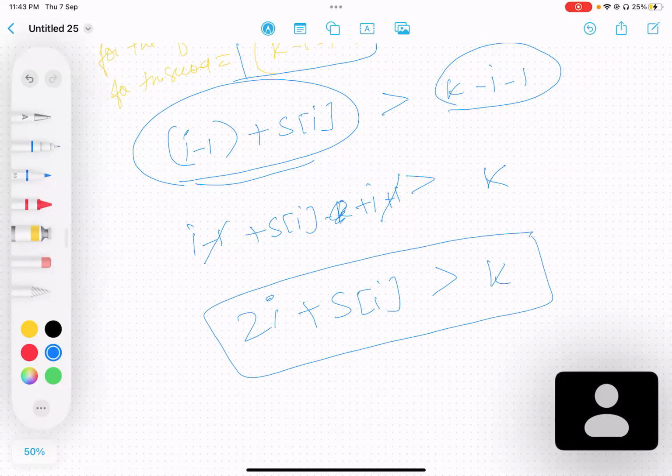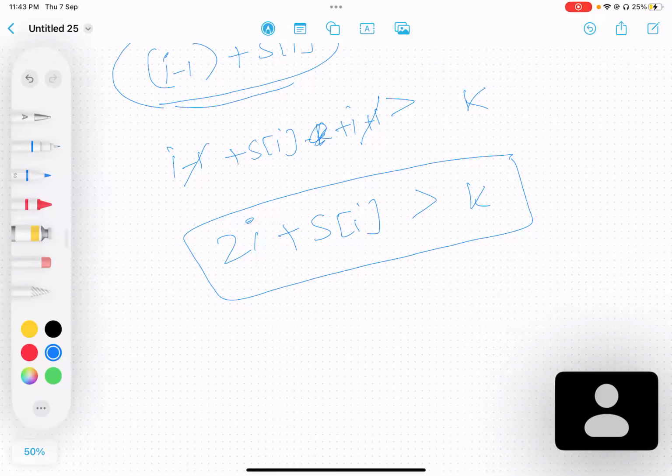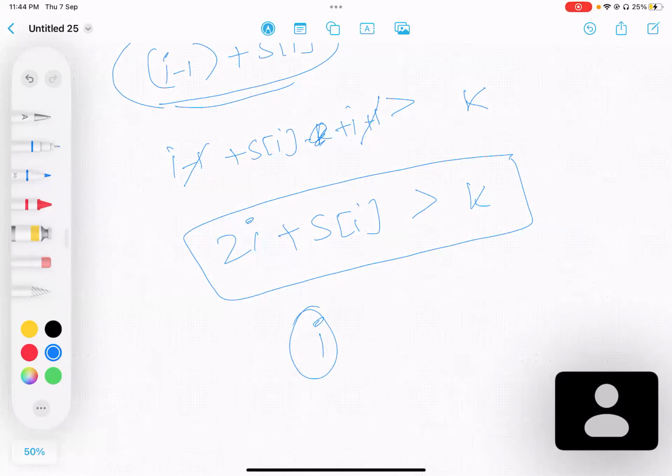So for each index, we got a condition, and we need to find it. For a particular index i, if 2i plus s of i is greater than k, in that case you will be able to pass through i without getting trapped. So we will get a value of k for each and every index, right? And then we will need to find the minimum k, right? Because we want to maximize the k, but whatever k you get should follow all the conditions, right? So we will just find the minimum one, and that would be the answer among all those.